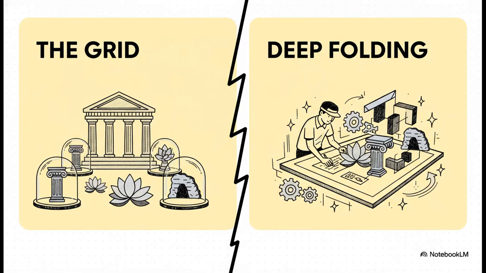For centuries, a lot of philosophy has kind of operated like a museum. We take these big ideas, we put them in their own separate wings, the Western wing over here, the Eastern wing over there, and we keep them preserved. That's what's called the grid. But what if we could blow the doors off the museum and turn it into an architect's workshop?